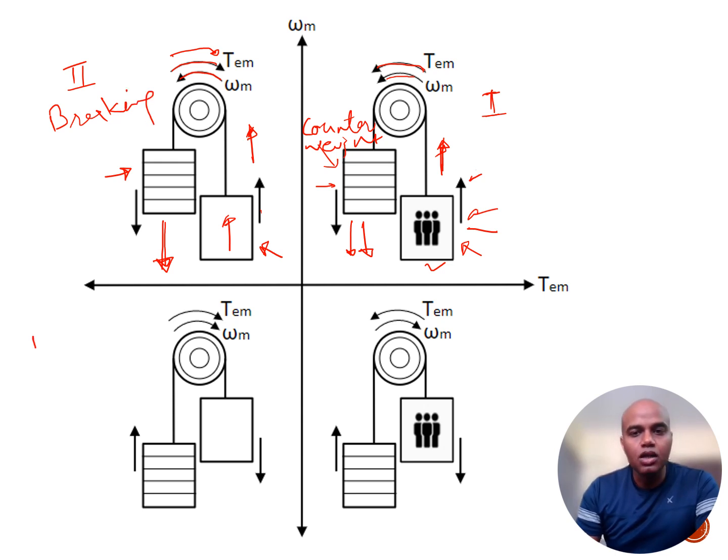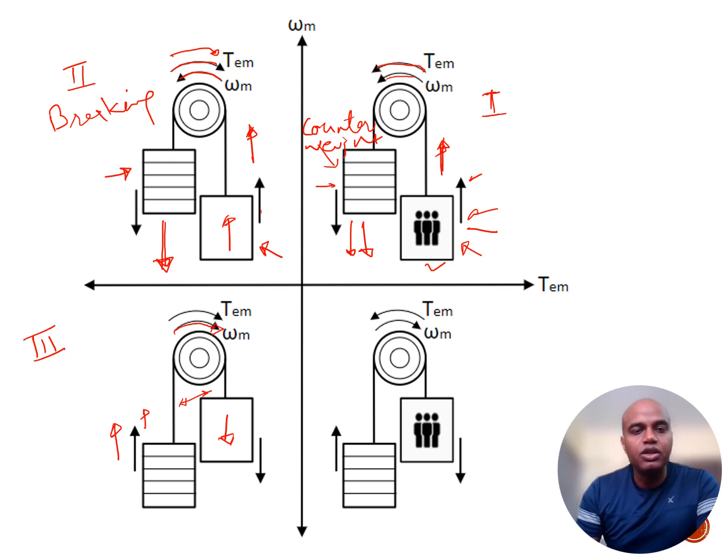This is the second quadrant operation. In the third quadrant operation over here, let's assume that I need to pull down the empty hoist. So I need to take this down, whereas my counterweight has to be pulled in the upward direction, because both of these are attached to the same pulley. Therefore, the counterweight has to go up, and the empty weight has to go down.